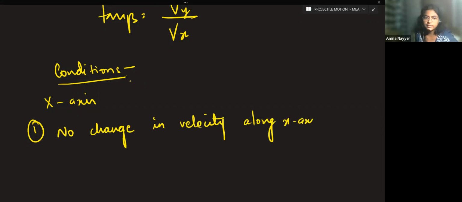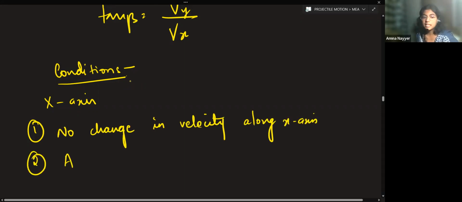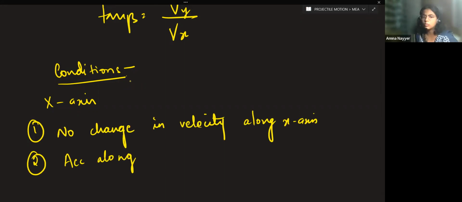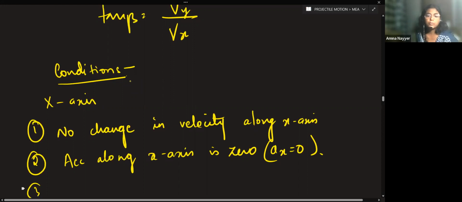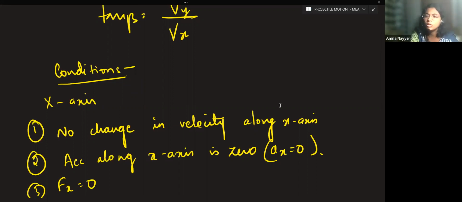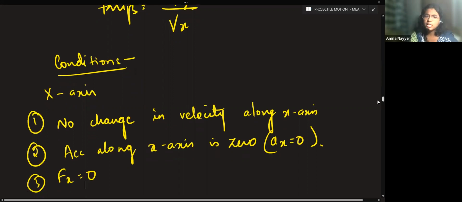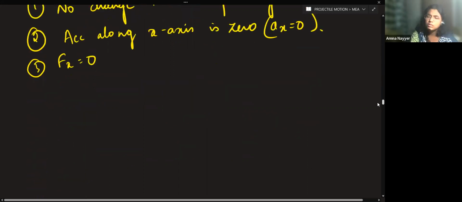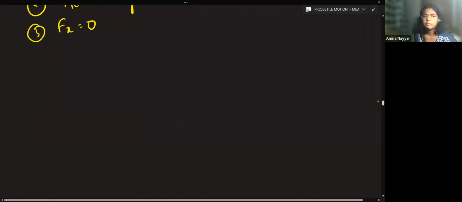Along the x-axis. Second point, acceleration along the x-axis is 0. We have discussed that all the acceleration is acting downwards only. So acceleration along the x-axis is 0. And the third point, even the force along the x-axis will be 0. When we do laws of motion, we'll see F is equal to ma, force is mass into acceleration. If acceleration is 0, then whatever the mass of the body, the net force will be 0.